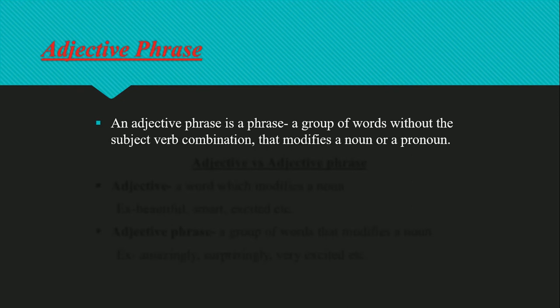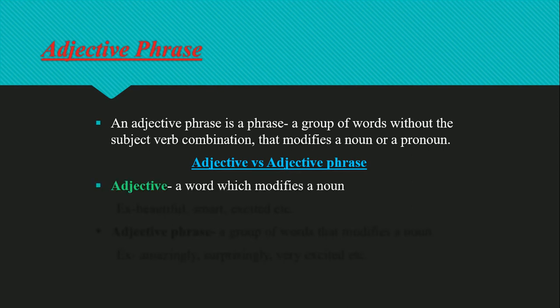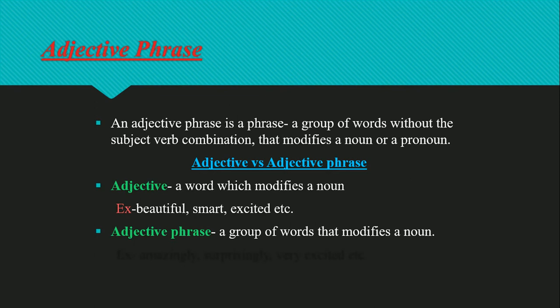An adjective phrase is a phrase, a group of words without the subject verb combination that modifies a noun or a pronoun. There is no difference between adjective and adjective phrase. An adjective is a word which modifies a noun. Example, beautiful, smart, excited, etc. An adjective phrase is a group of words that modifies a noun. Example, amazingly, surprisingly, very excited, etc.